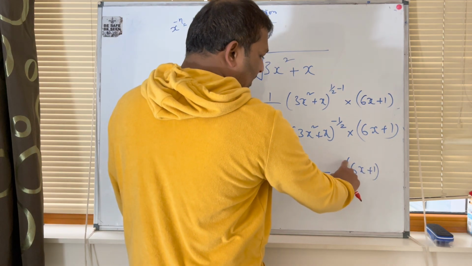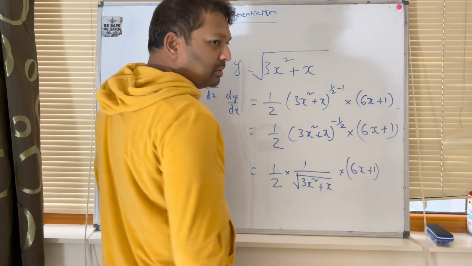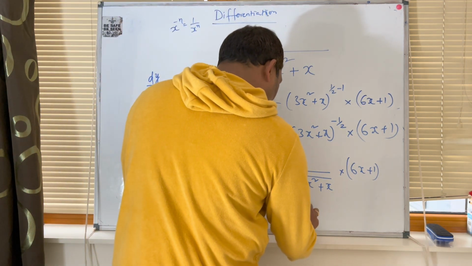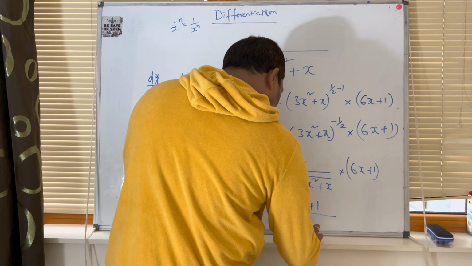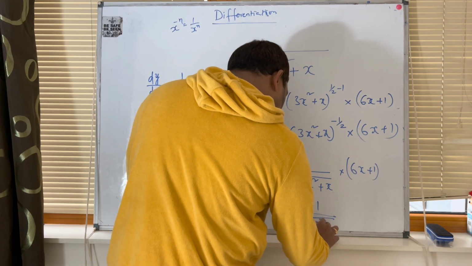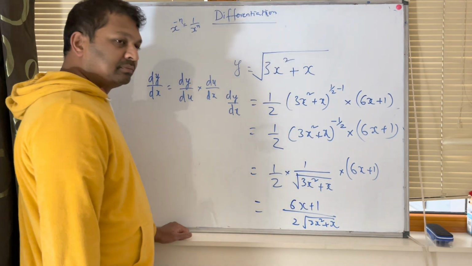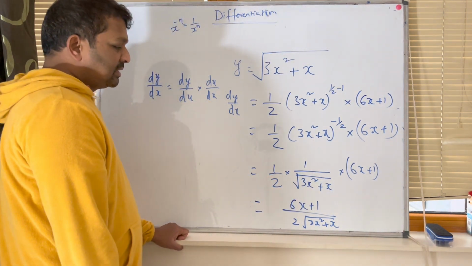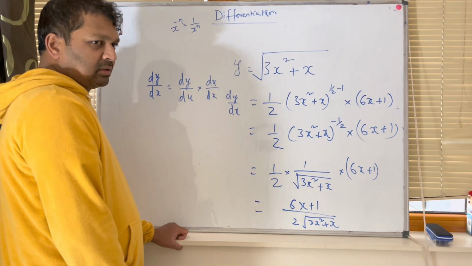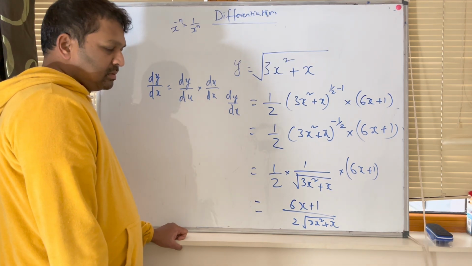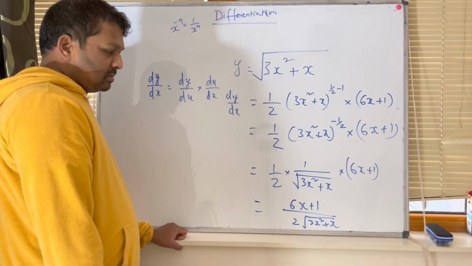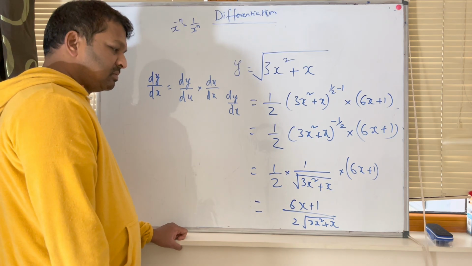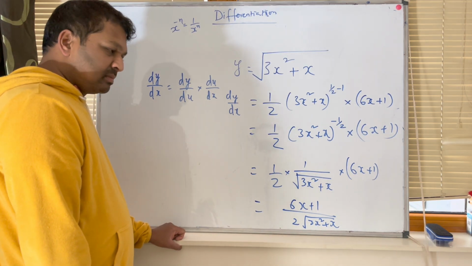If it is 2 here, you can take 2 common and then strike off 2 and 2. What is this? 6x plus 1. You put it in the numerator, 1. And then that's it. Half into... 2 is multiplying this, and 6x plus 1 is at the numerator. Aren't we doing it this way, like half by root 3x square plus x into 6x plus 1? Both are the same. Okay, both are the same.